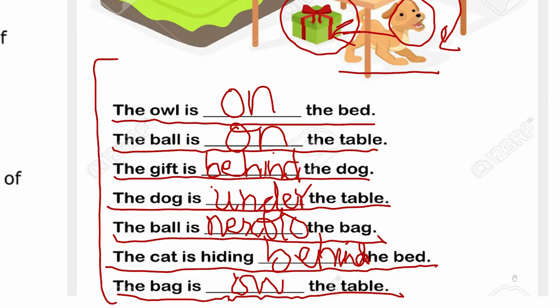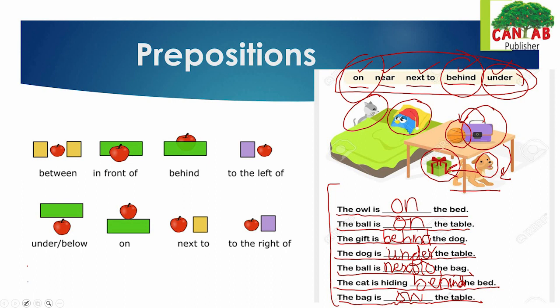The owl is on the bed. The ball is on the table. The gift is behind the dog. The dog is under the table. The ball is next to the bag. The cat is hiding behind the bed. The bag is on the table. Moving on to the next slide.